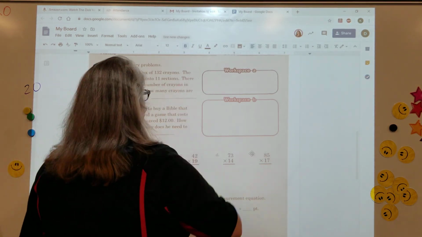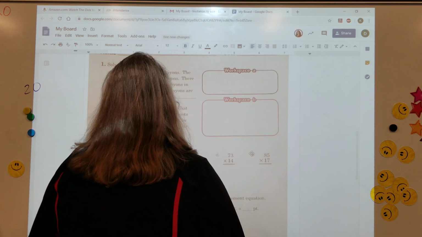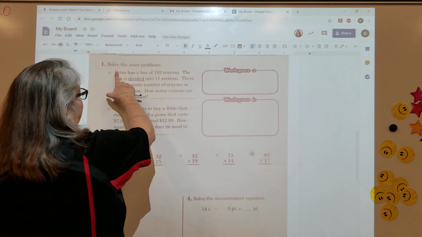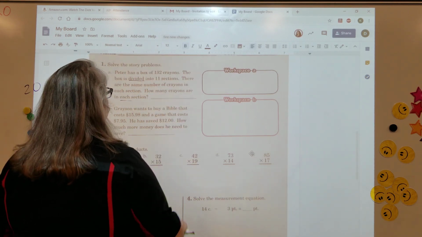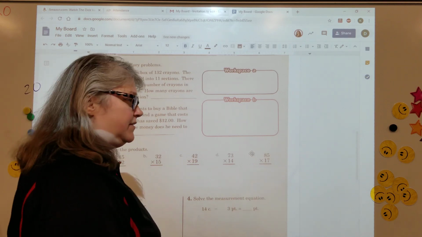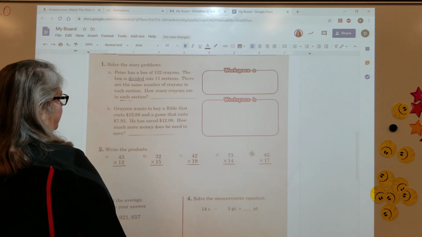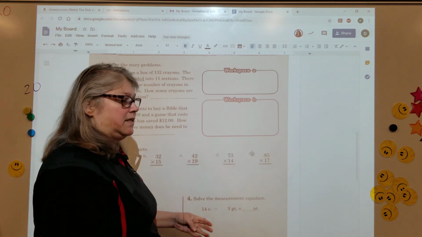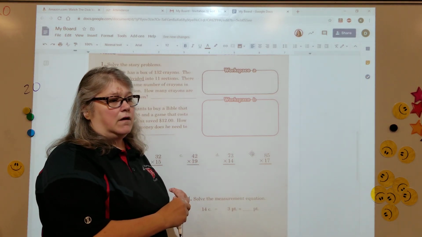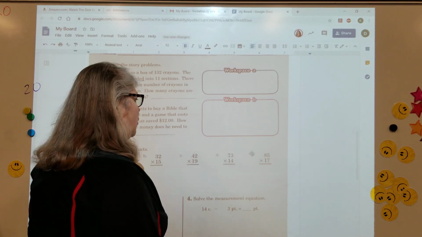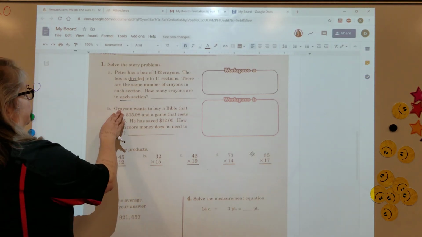So I'm not going to answer that for you. I want you to go ahead and set it up. What information do you have? He has a box of 132 crayons. He's going to divide them into 11 sections. So I want you to think about what you're going to do there, and then you're going to check that work. Actually, today's answer sheet is on the slides for today, so don't check it until you're all the way finished though.